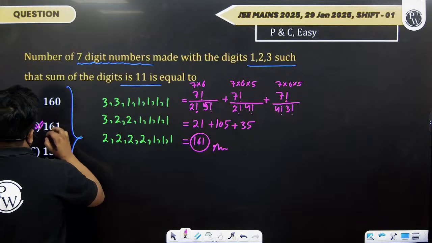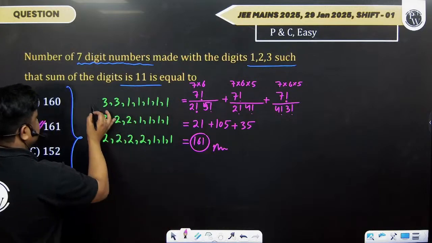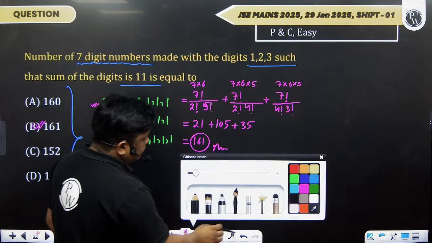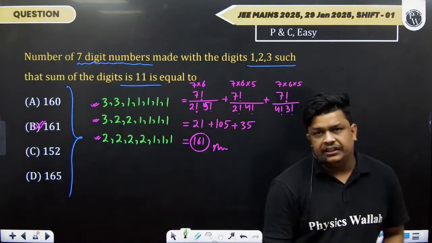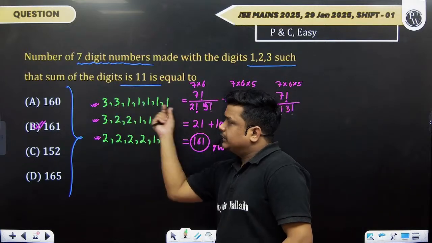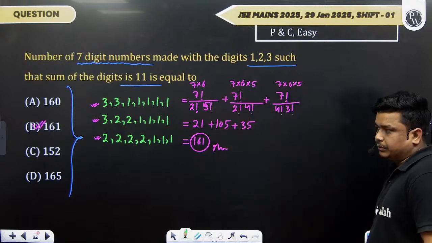Not a very difficult question, but making these cases is what this question demands. And arranging them is not very difficult. This is a very simple example of arrangement, where if objects are of a similar kind, we divide by that factorial.